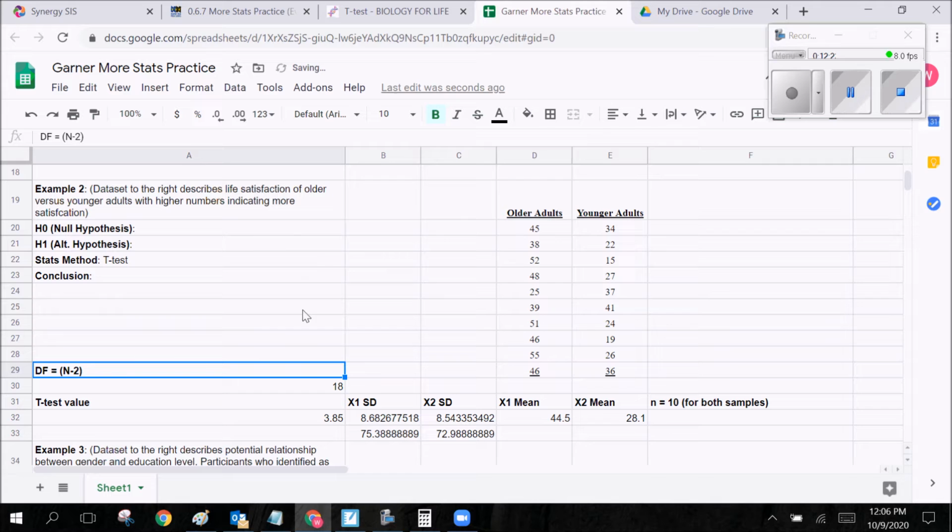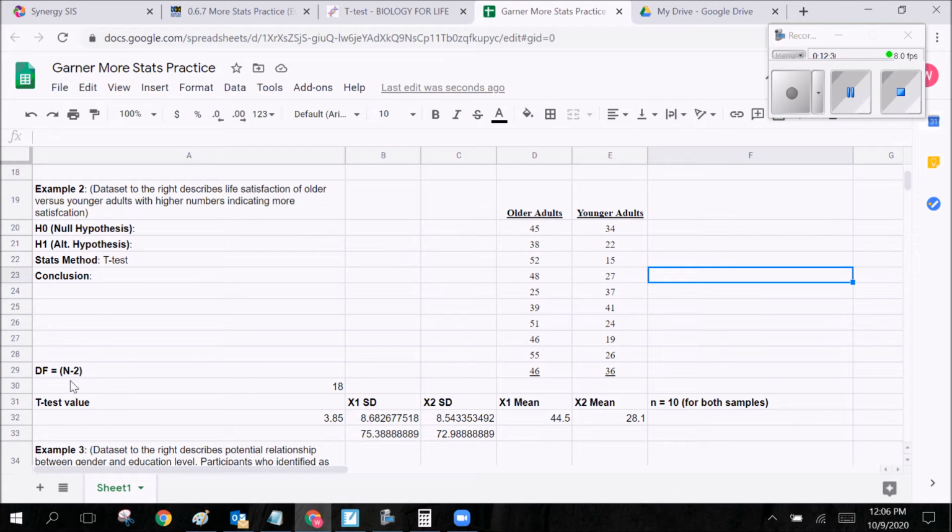So once again, how did I get that? Big N is all of your data points. So I have 10 in each sample. I add all that together, it gives me 20, right? And then I minus 2, and that gives me my degree of freedom of 18. So I got a t-test value of 3.85, degree of freedom of 18.